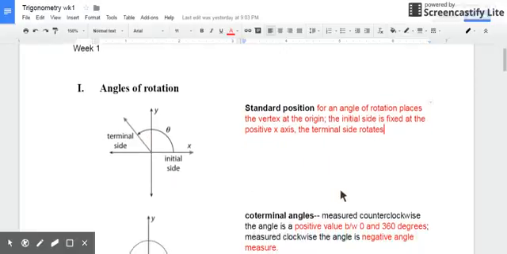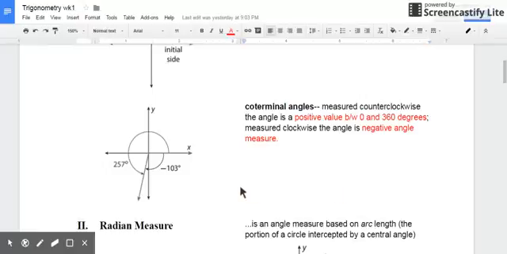You have what are called coterminal angles. You can have a positive measured angle, and then you can have a negative measured angle. The positive is measured counterclockwise, and your negative angle is rotated clockwise. And the positive one is usually between 0 and 360 degrees. We will find those coterminal angles.